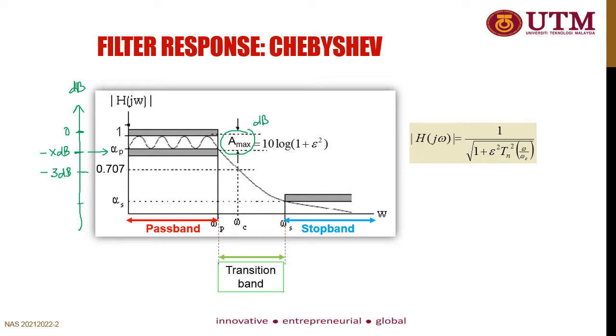Okay, and then alpha s, the stop band gain, you have, for example, negative y dB. The stop band gain will have the stop band frequency at omega s, and then the cutoff frequency omega c at minus 3 dB, and then you have omega p, the passband frequency in radian per second for the passband gain area.